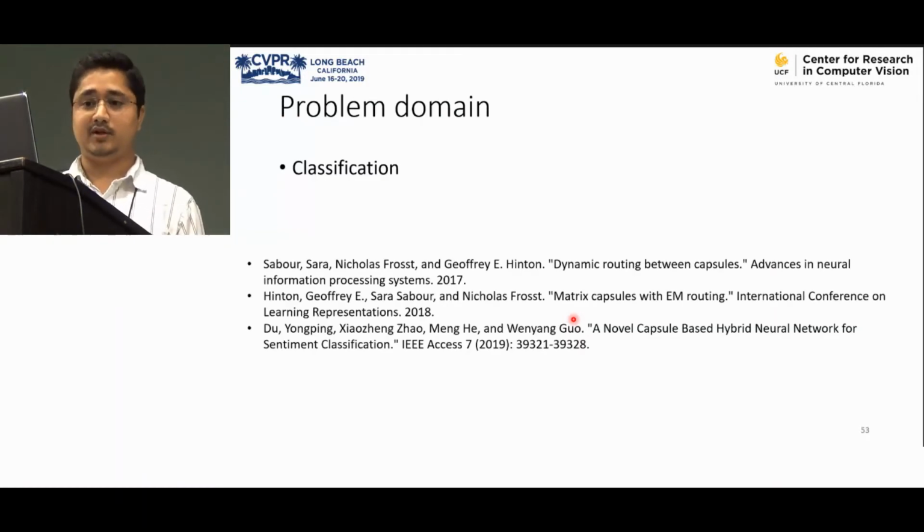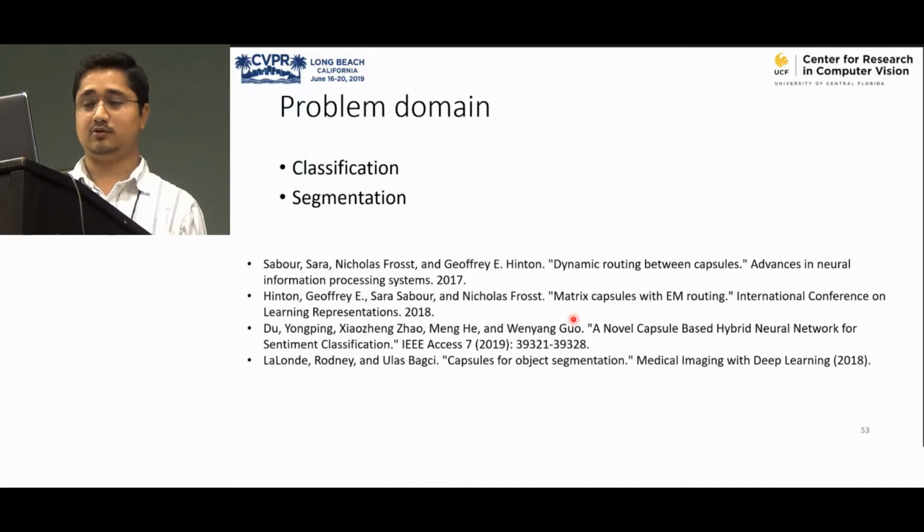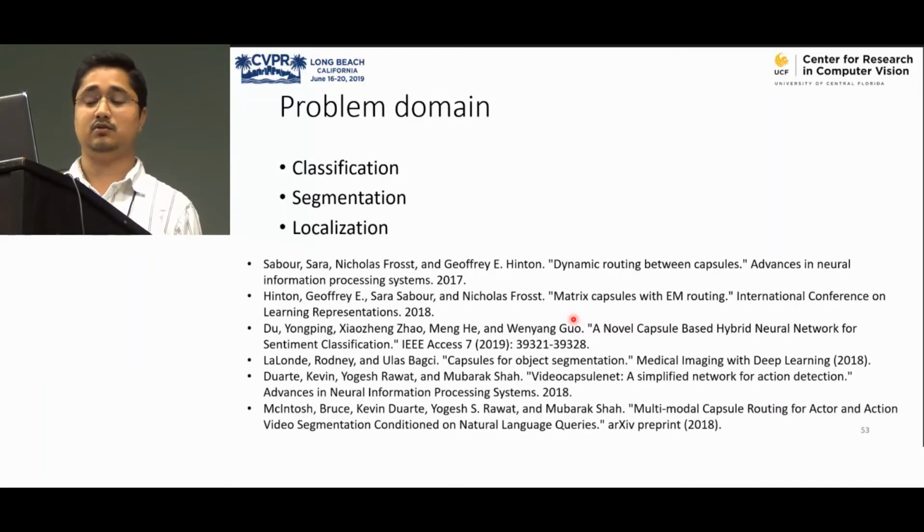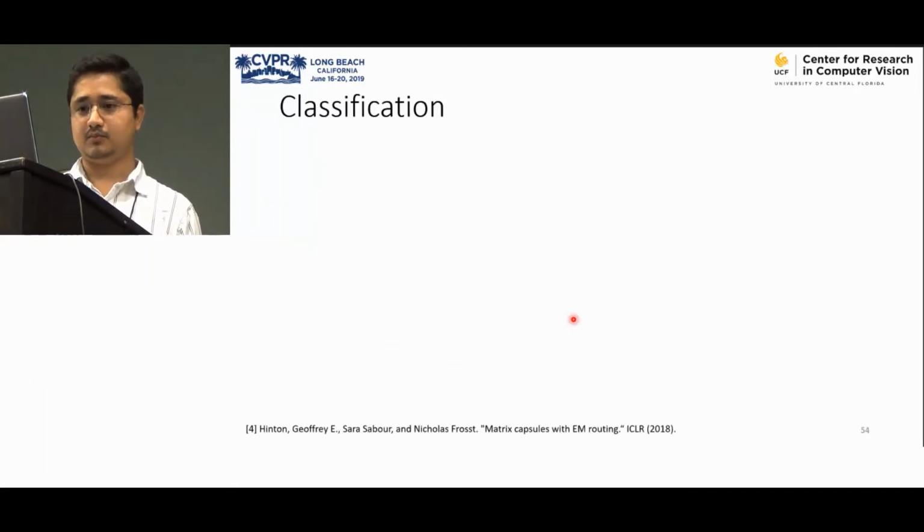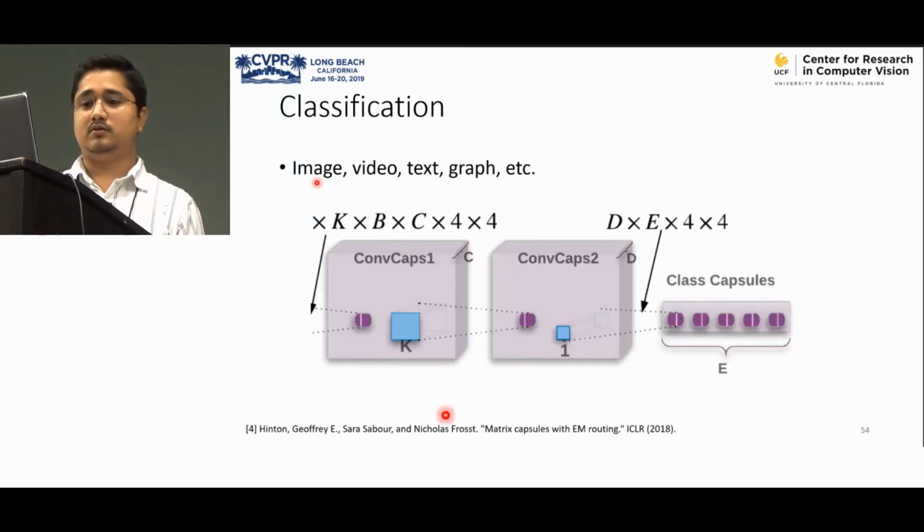So problem domains we have already seen, like classification tasks. Capsule networks are very effective for segmentation tasks as well as localization. For classification, irrespective of the modality you have, you get the primary capsules, and on top of that you have convolution capsules which feed forward using the routing algorithm, and at the end you perform fully connected capsule routing to get the class capsule. This architecture is consistent across whatever problem you are trying to solve if you are doing classification.